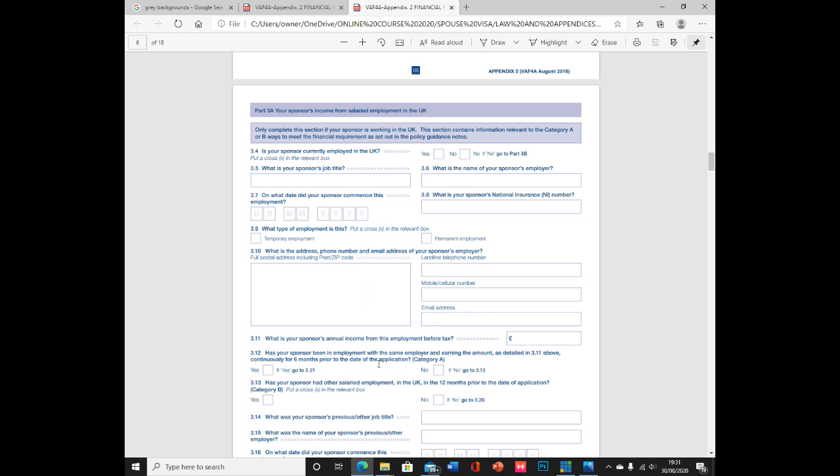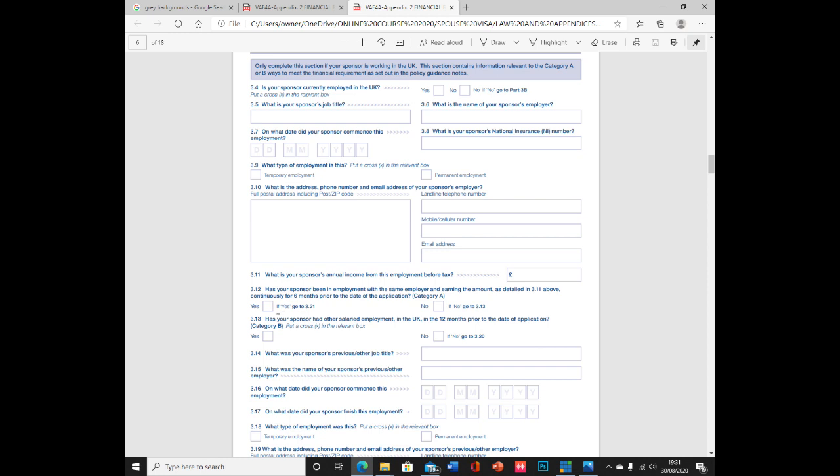Has your sponsor been in employment with the same employer or with a different employer? If with the same employer, then say yes and skip the rest of the section, go to 3.21. If they have not been with the same employer, then you're going to need to click no, and you will also need to meet the 12 months income requirement from all the previous employers.